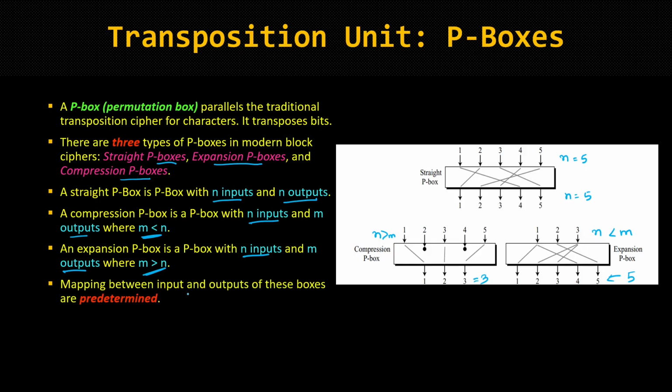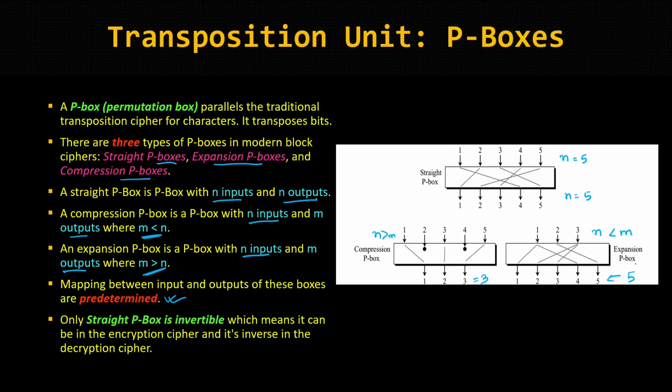The mapping between the inputs and outputs of these boxes is predetermined. So all of these mappings are predetermined. Only the straight P box is invertible, which means it can be in the encryption cipher and its inverse in the decryption cipher. So it is pretty obvious that a straight P box can be invertible, right? But for the compression P box and expansion P box, we can see in the compression P box, some inputs are lost. We cannot recover these inputs in our decryption phase. So that is why this is not invertible.